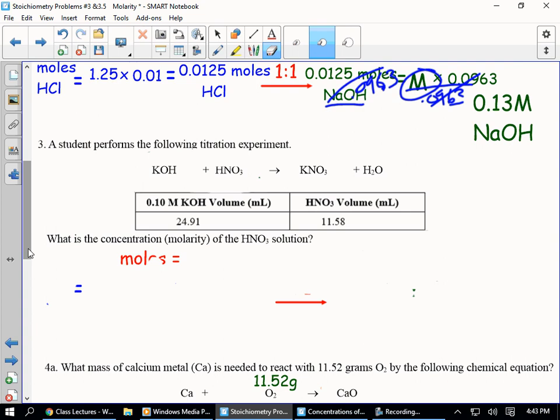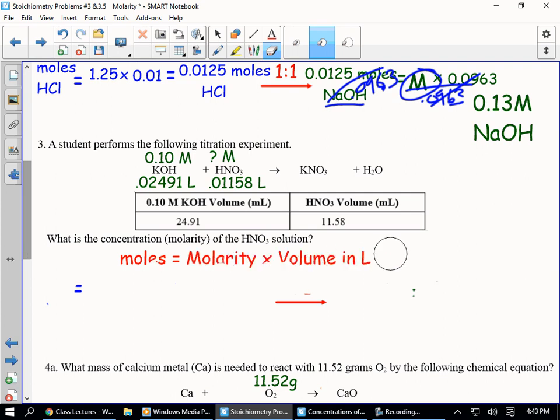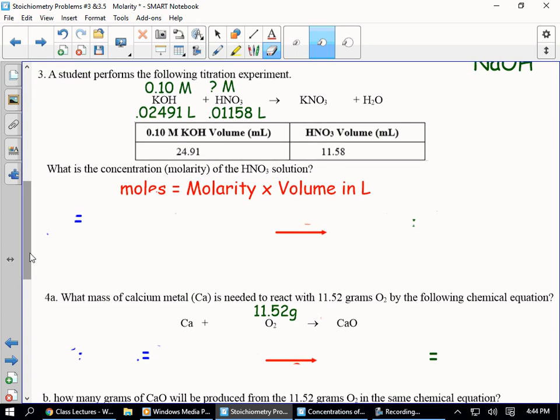All right, so for number 3, it is balanced. You can see you have got to read inside here of the data table. I have a 0.1 molar KOH. I also have measured out 0.0249 liters of that acid. Oh, I'm sorry, that's the base. And then I would like to know the molarity of the HNO3, and I've measured out 0.01158 liters of that. We know these are both solutions, so we're going to use moles equal molarity times volume in liters. Which one do you know the most about?